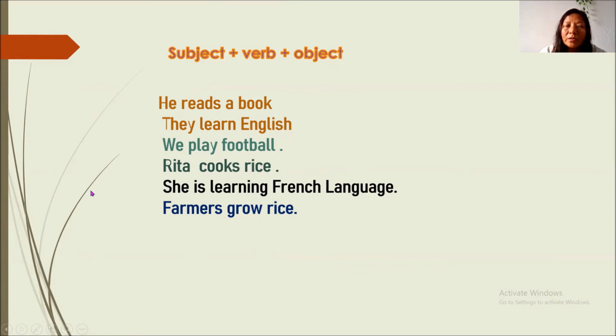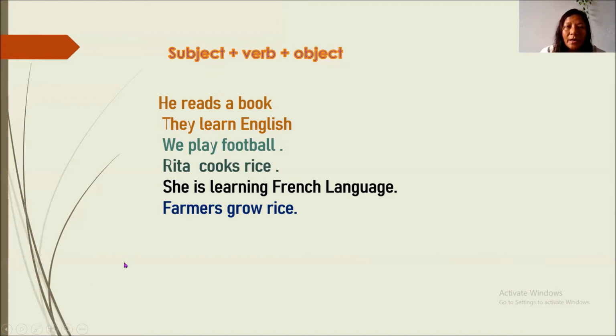They learn English. What do they learn? English is the answer. So English is the object. We play football. What do we play? Football is the answer. So football is the object, right? Rita cooks rice. What does Rita cook? Rice is the answer. So rice is the object. She is learning French language. What is she learning? The answer is French language. So French language is the object. Farmers grow rice. What do farmers grow? The answer is rice. So rice is the object. In this structure, you can make many sentences.